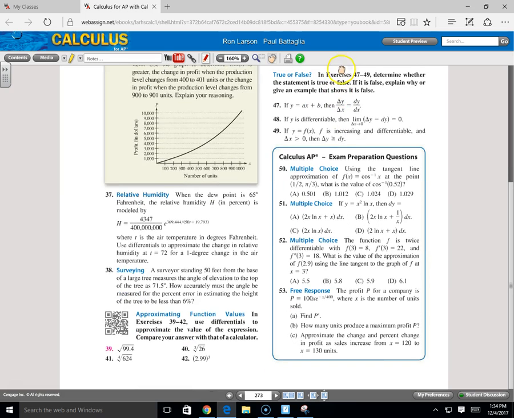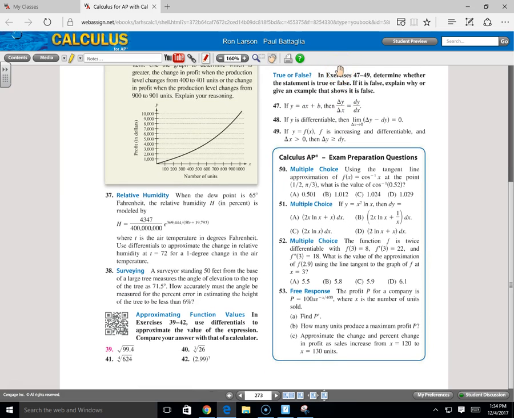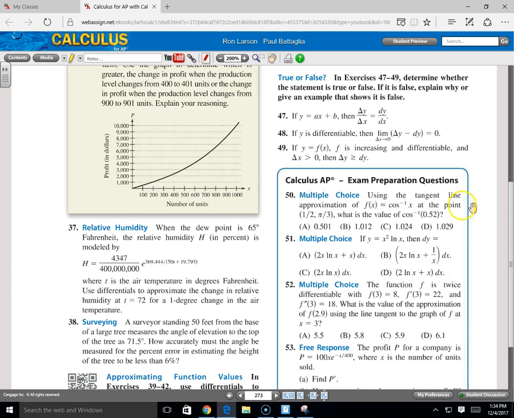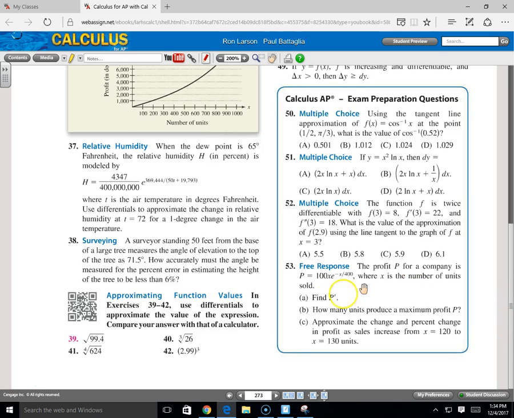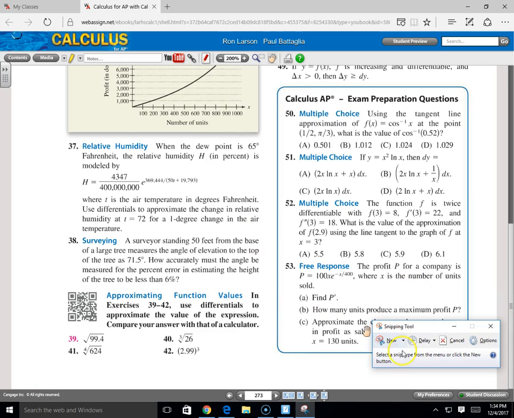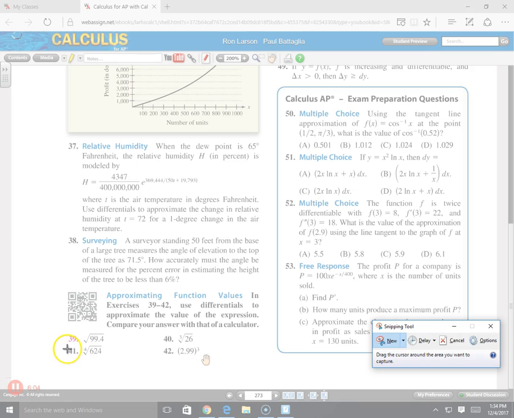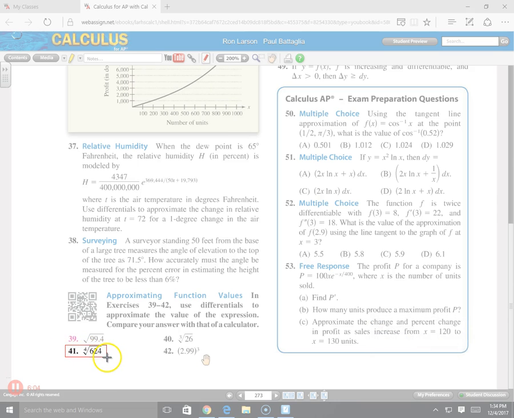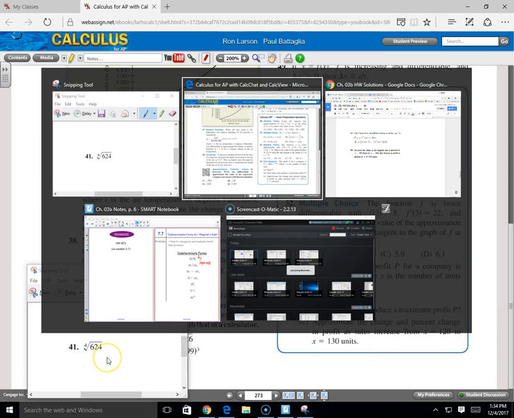Number 41 gives us to approximate the 4th root of 624. Let me zoom in really fast. Hey guys, how did we see in this section, when they want us to approximate especially something with a radical, what are we going to use, a dy or a tangent line?